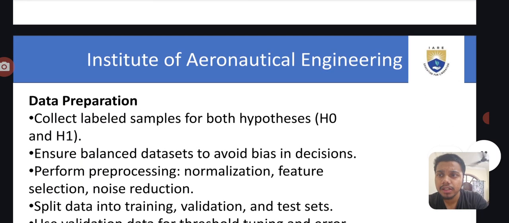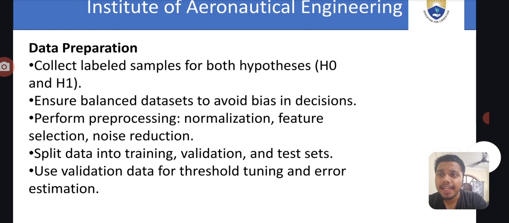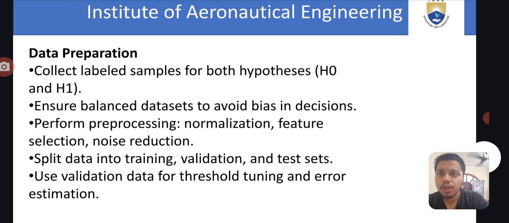Data preparation. Collect labeled samples for both hypotheses H0 and H1. Ensure a balanced dataset to avoid bias in decisions. Perform preprocessing, normalization, feature selection, and noise reduction. Split data into training, validation, and test sets. Use validation data for threshold tuning and error estimation.